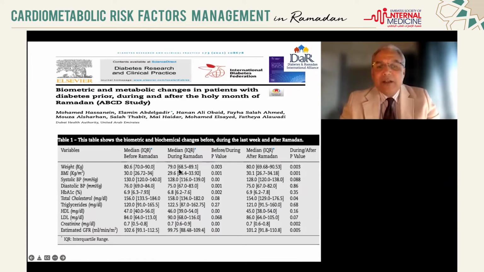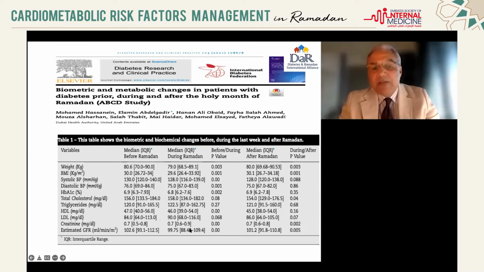Look at weight. There's a loss of roughly 1.6 kilograms, but then it goes back after Ramadan to what it was. BMI follows the same. Systolic blood pressure, a drop of 2 millimeters of mercury, was sustained after Ramadan as well. Diastolic blood pressure had a slight reduction, and the effect was sustained. HbA1c dropped marginally and then went back post-Ramadan to what it was before. In the lipid profile, cholesterol and triglycerides had an increase, and LDL also increased during Ramadan, and that increase was also there afterwards.